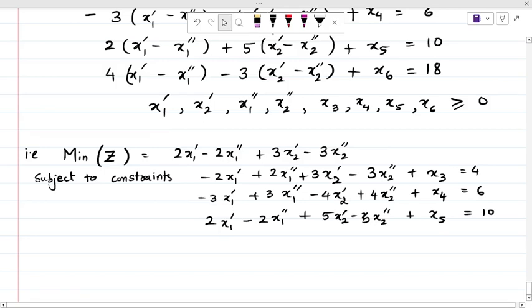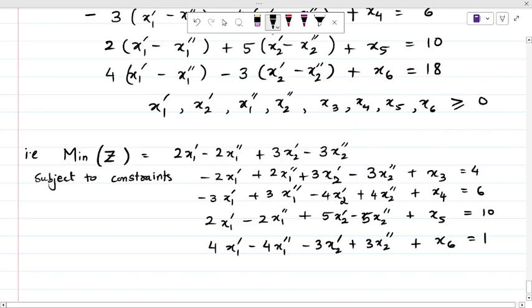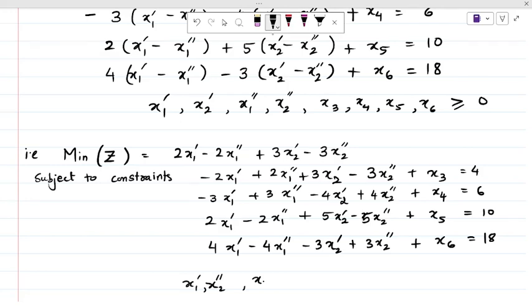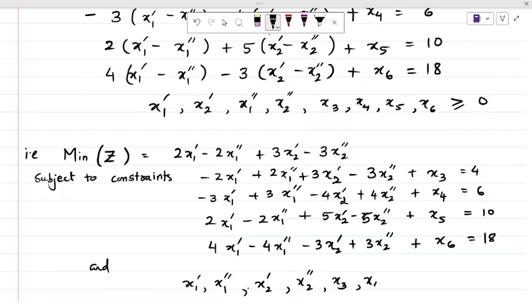Okay, and then here you will have the same conditions, that is 4x1' - 4x1'' - 3x2' + 3x2'' + x6 = 18, and the non-negative conditions are x1', x1'', x2', x2'', x3, x4, x5, x6 greater than or equal to 0.